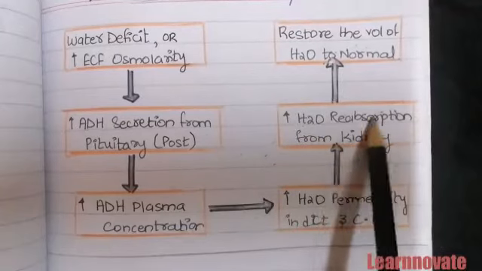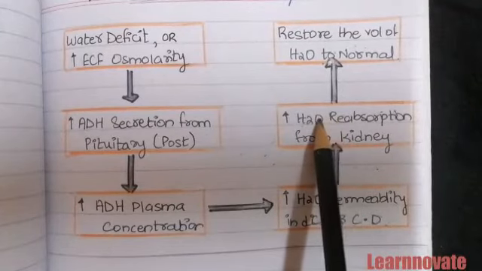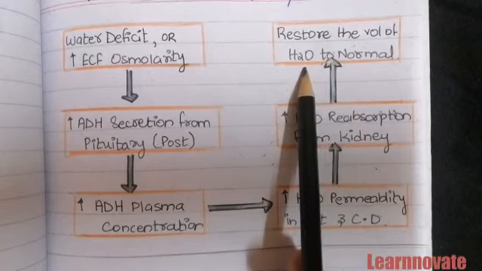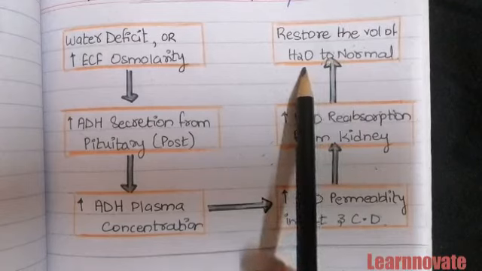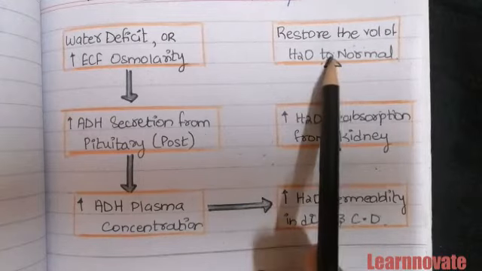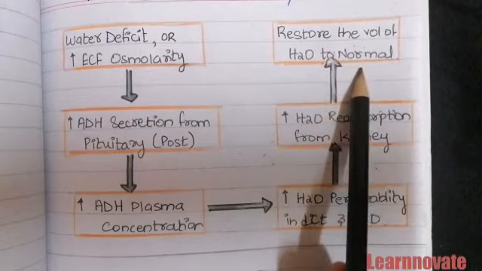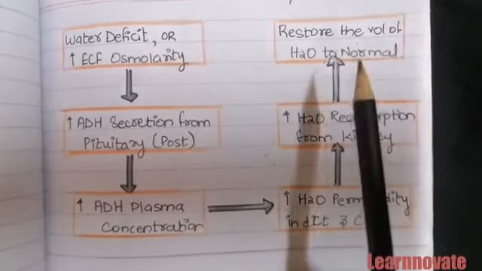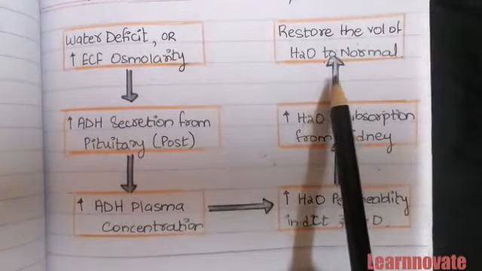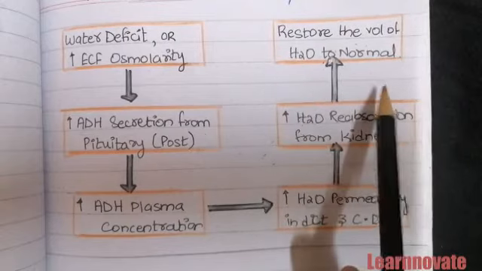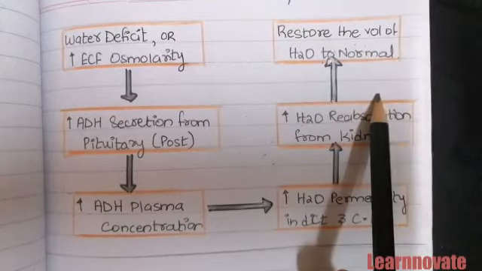When there is increased reabsorption of water, it decreases the plasma osmolarity and increases the water volume, the blood volume or fluid volume in the body. So ultimately the water volume will be restored towards normal. This whole mechanism is called osmoregulation by ADH, and that is an important function performed by ADH in our body.